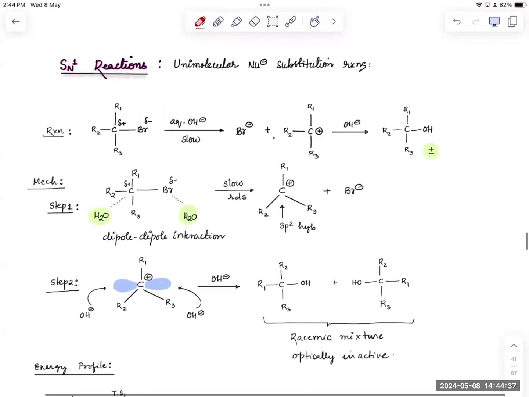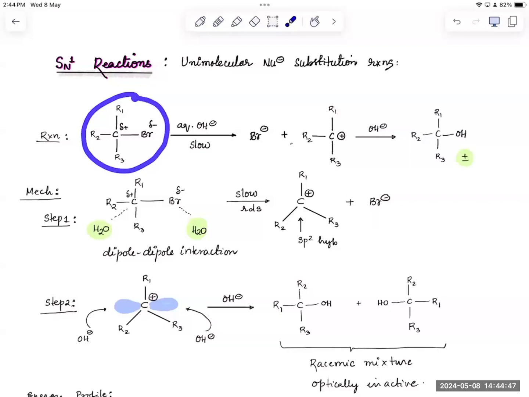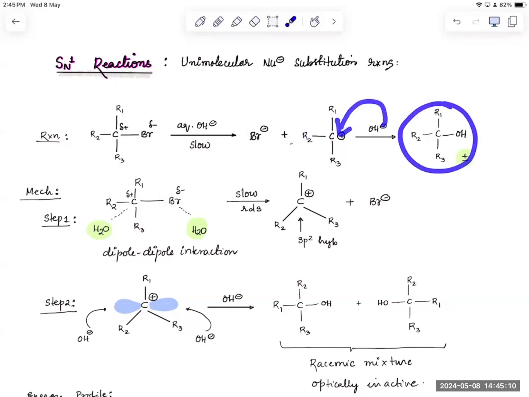Now let's follow through SN1 reactions. SN1 is a unimolecular nucleophilic substitution reaction. If you notice this one, we have Br at a tertiary position. If I use aqueous OH minus, or simply water for that matter, slowly it will start departing into Br minus and a carbocation. On that carbocation, OH will attack and you will get this plus and minus, that is, a racemic mixture.